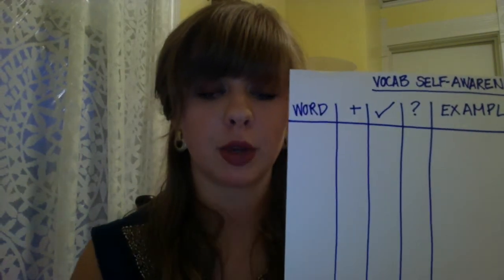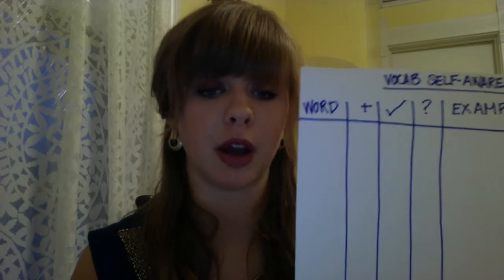So with this chart, you provide students with a list of important words before you start a reading, and ask the students to rate each vocabulary word according to their level of familiarity or understanding. They put a plus sign, which indicates a high degree of comfort or knowledge.